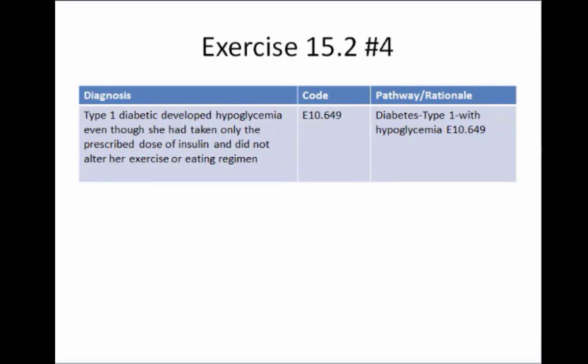One reason why I wanted to use this particular exercise is we're going to see a little bit later, depending on if the insulin is too much or too little, you have either an underdosing or a poisoning. But in this case, the documentation tells us the patient took only the prescribed dose. So there is no underdosing and there is no poisoning because of taking too much. So you're simply going to code the diabetes type 1 with the hypoglycemia.